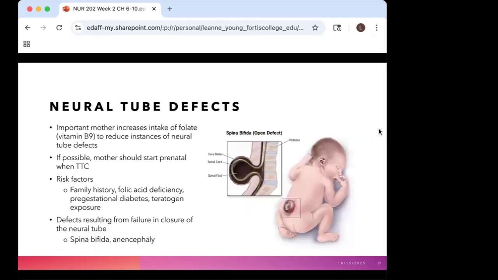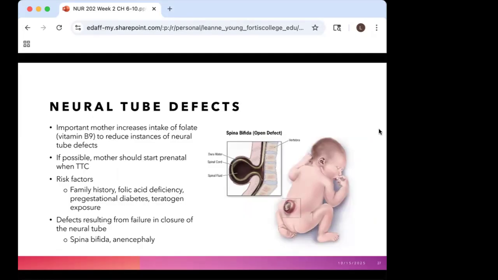So kind of bouncing off of dietary increases and restrictions, a huge one that we want to talk about are neural tube defects. So neural tube defects are most likely caused and related to the amount of folate and vitamin B9 that a mother ingests or takes in during pregnancy. So it's important that a mom will increase her intake of folate to reduce instances of neural tube defects.